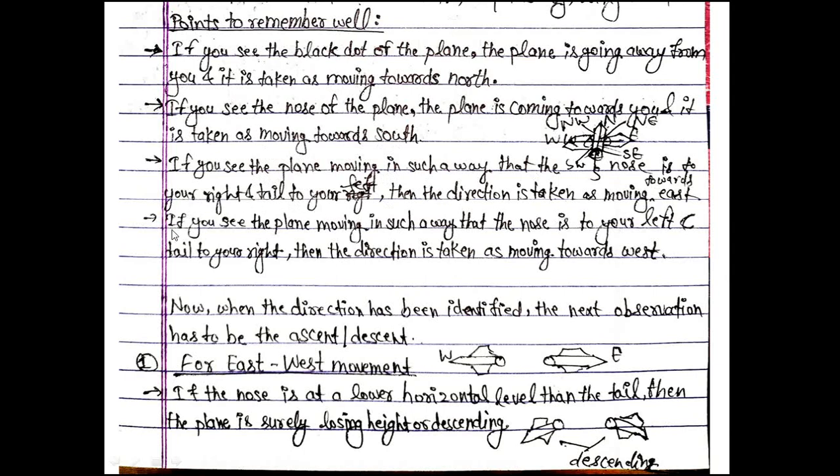If you see the nose of the plane coming towards you, it is taken as moving towards south. If you see the plane moving in such a way that the nose is to your right and the tail to your left, then the direction is taken as moving towards east. If the nose is to your left and the tail to your right, then the direction is taken as moving towards west.